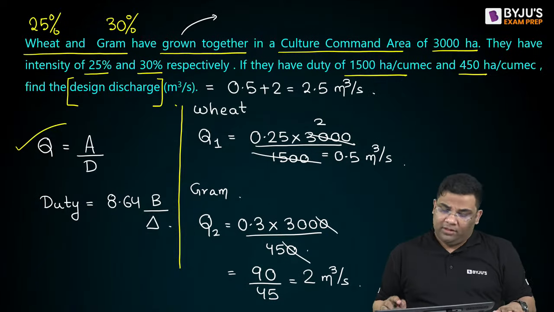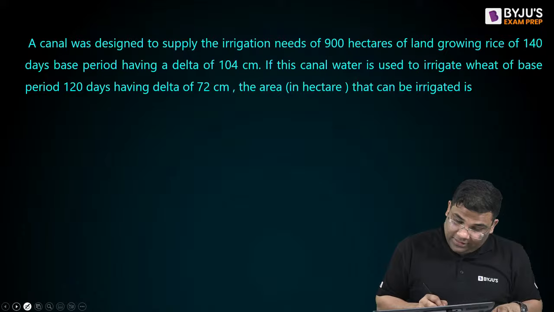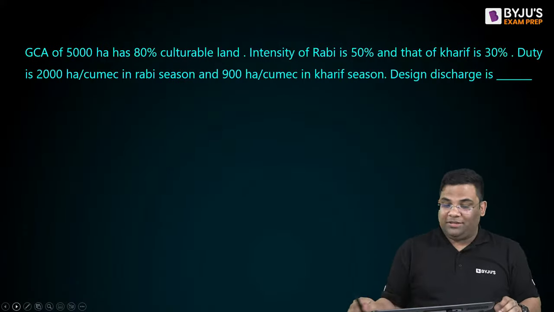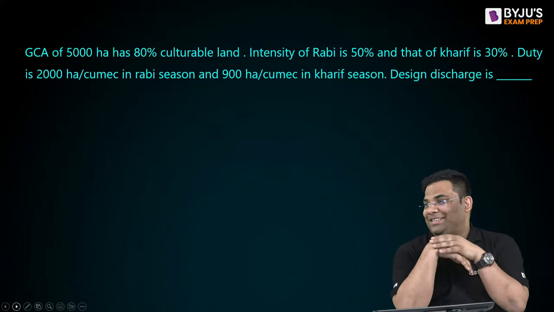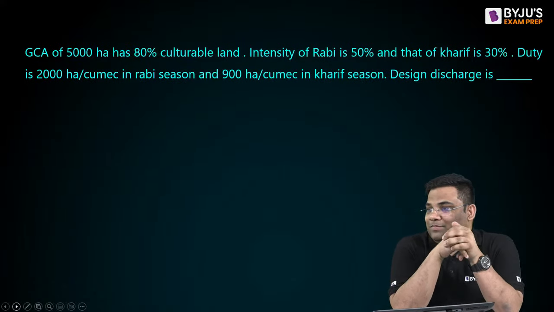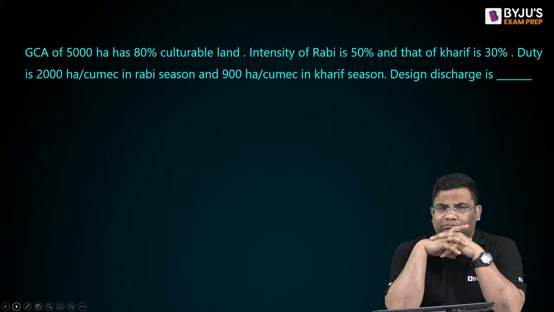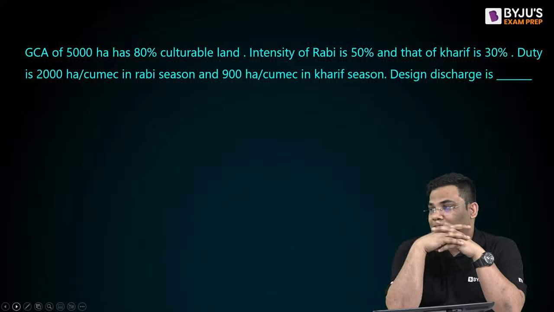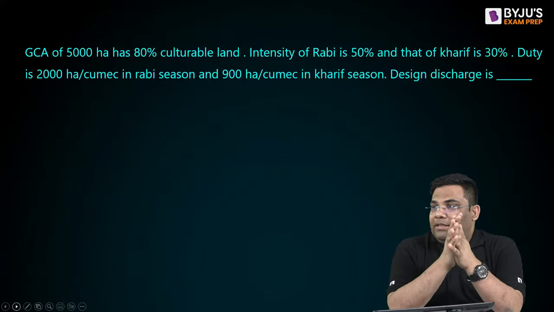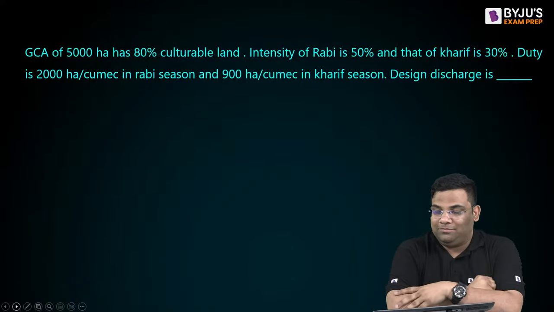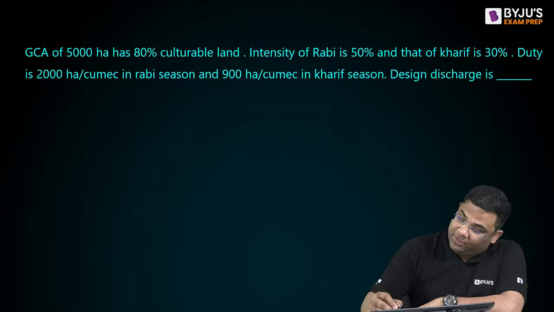Yes, easy, straightforward. Now suppose there is another question. You see this question. So solve this question. Please tell me the answer to this. Read the question and answer very calmly. The design discharge is obviously going to be found in meter cube per second. Solve this.